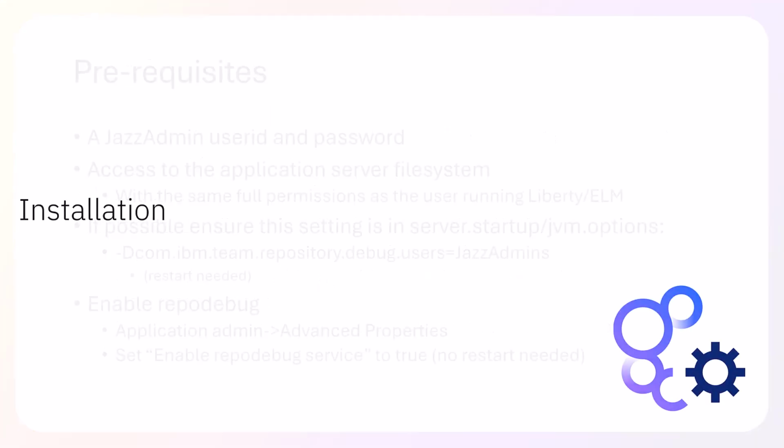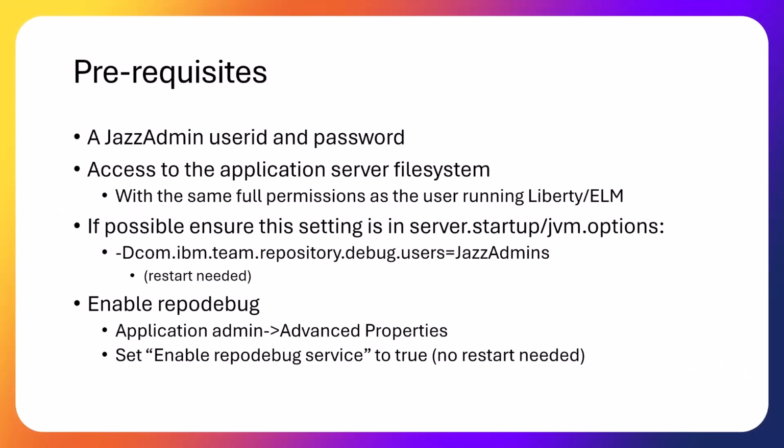Let's look at installation. There are some prerequisites. You'll need a JAS admin user ID and password. You'll need access to the application server file system with the same permissions as the user running Liberty or ELM. If possible, ensure this setting is in the server.startup. It's there by default, but it can be removed. If it's removed, it will limit what can be collected.